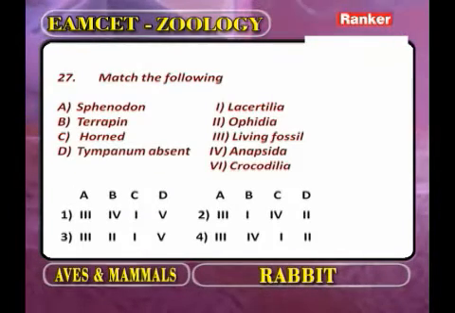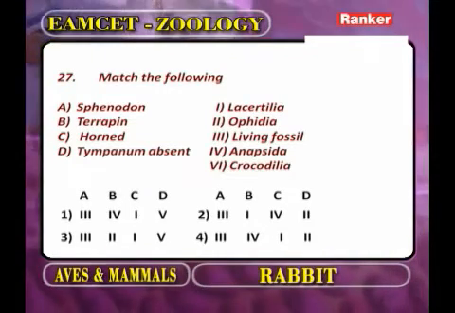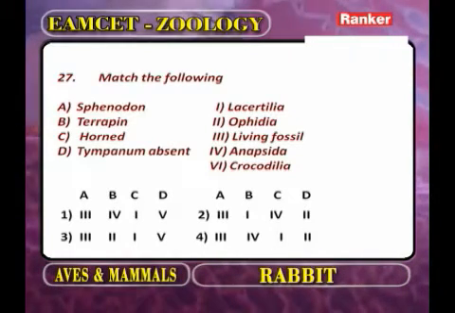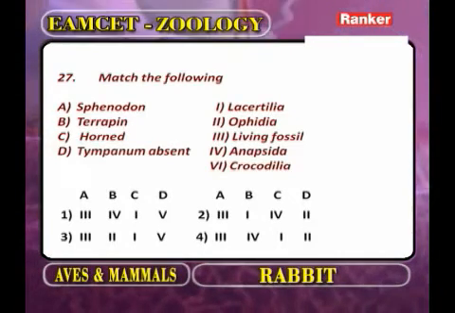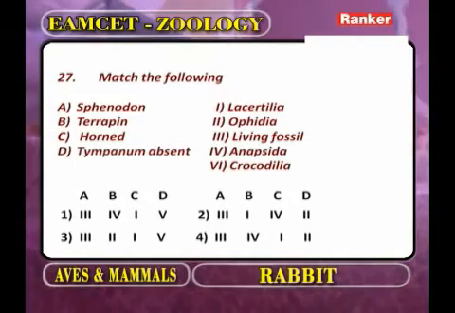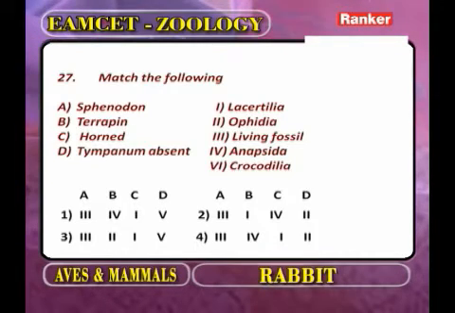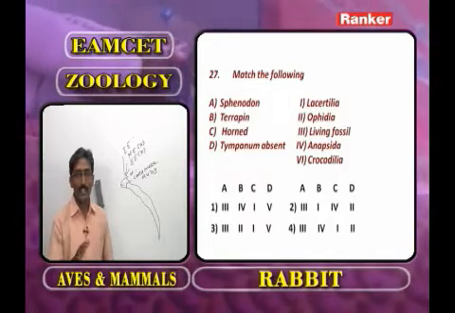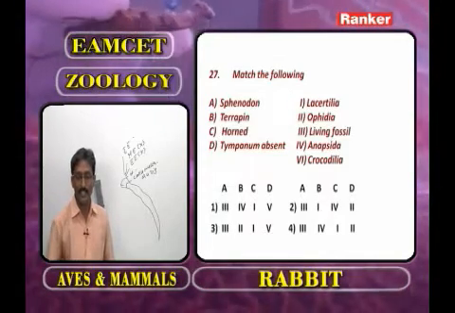Match the following. Now list one: Sphenodon. Second one, terrapin. Third one, horned lizard. And the fourth one, tympanum absent. What is the other name of tympanum? Eardrum. Now list two: Lacertilia, Ophidia. Lacertilia includes lizards. Ophidia includes snakes. Living fossil, has not undergone any changes since millions of years.